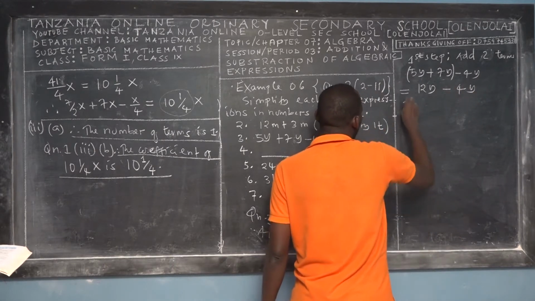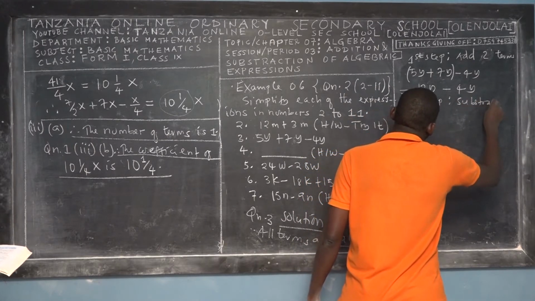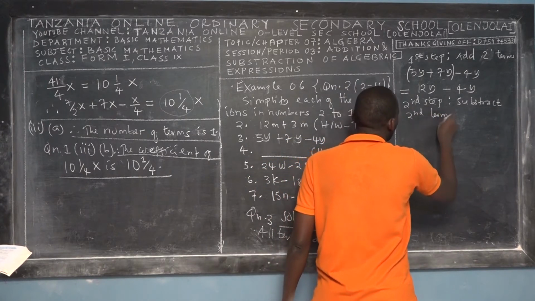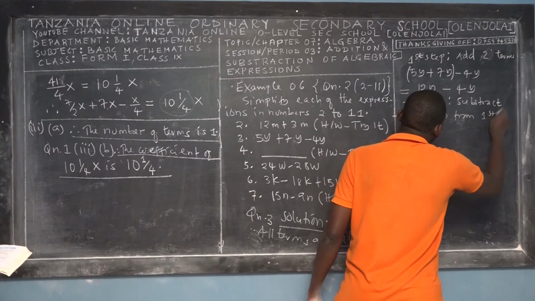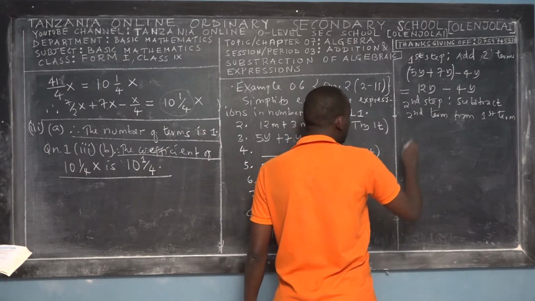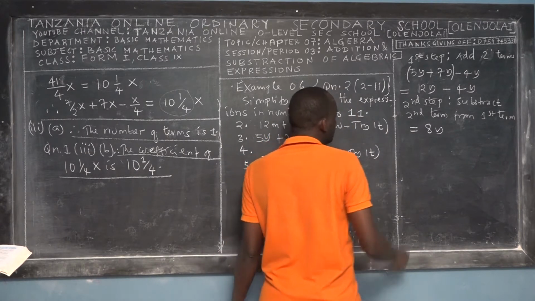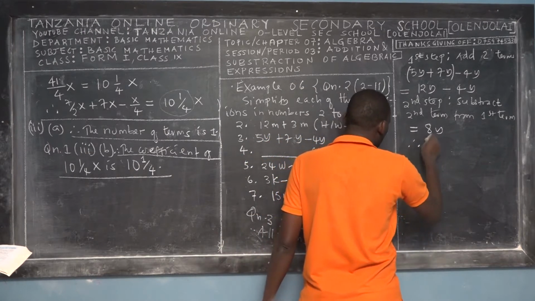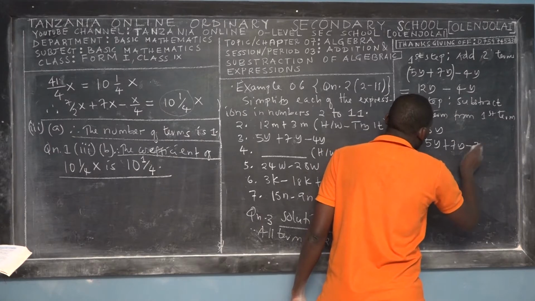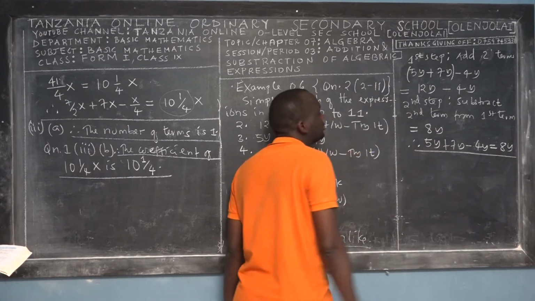4y. So the second step, which is simple also, we say that subtract the second term from first term. Right? So 12y minus 4y is equal to what? This makes 8y. Right? So therefore we say that the final simplified expression, 5y plus 7y minus 4y, is equal to 8y. Hence simplified.